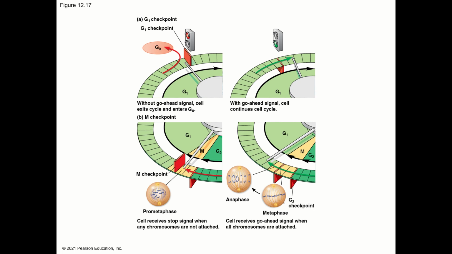On the bottom half, here we see the M checkpoint. Right after prometaphase, the cell receives the stop signal when any chromosomes are not attached. Then after passing this phase, the cell receives the go-ahead signal when all chromosomes are attached, to then pursue metaphase and anaphase.